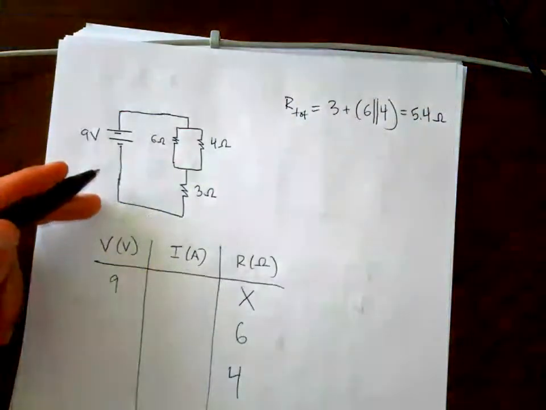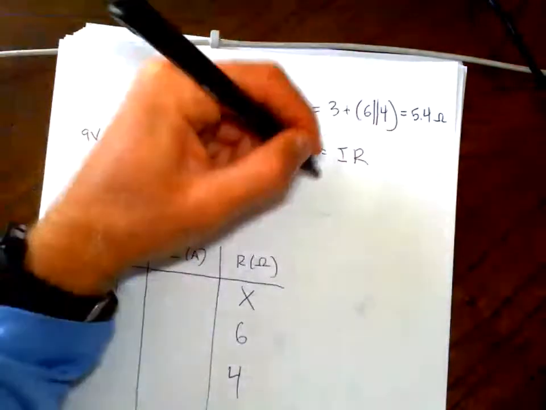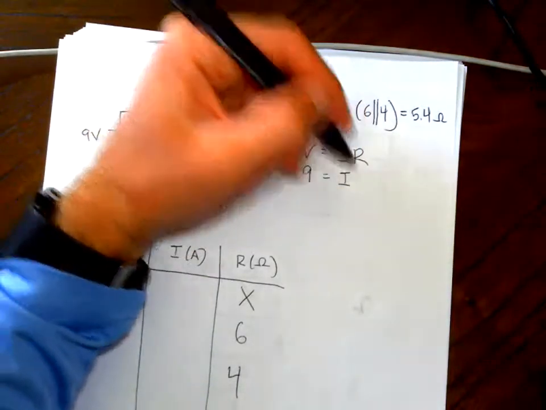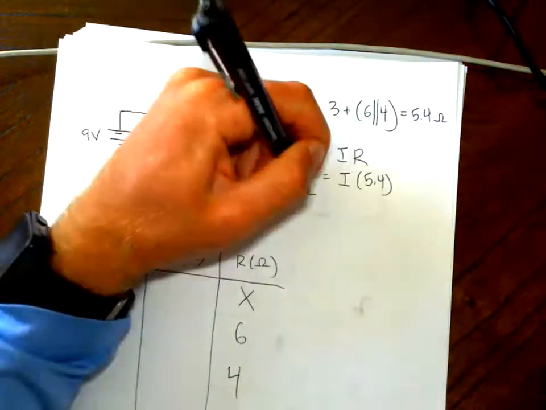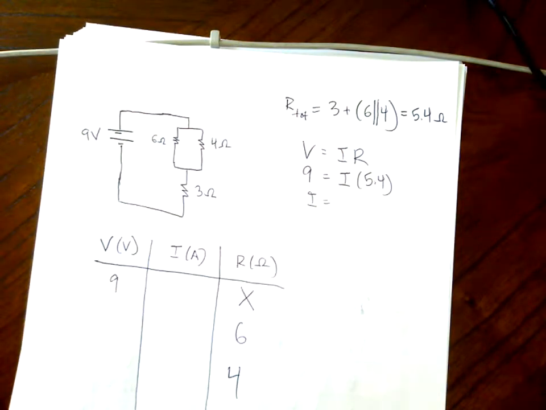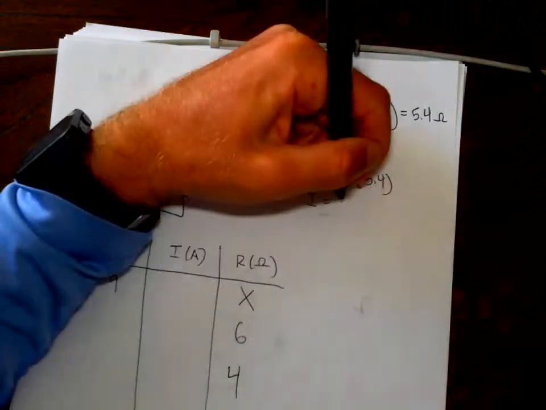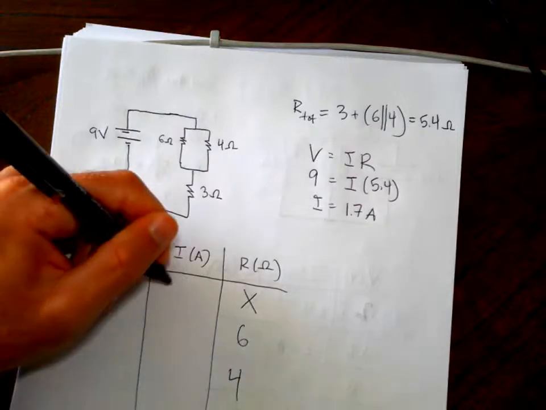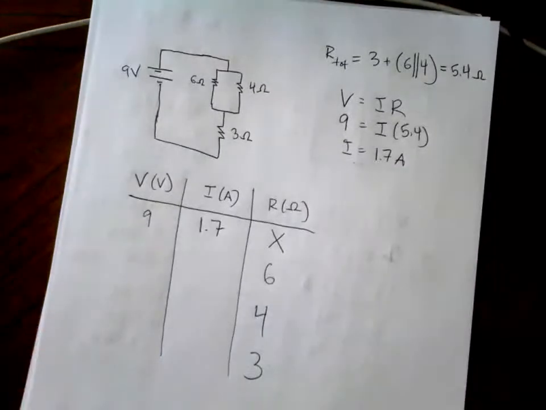So now, doing V equals IR, the battery has a voltage of 9 volts. The current is unknown, and the resistance is 5.4 ohms. So I can do that division, and I get a current of 1.7 amps. That's the current that is flowing out of the battery. Okay. So this is 1.7 amps. I can fill that into my table.